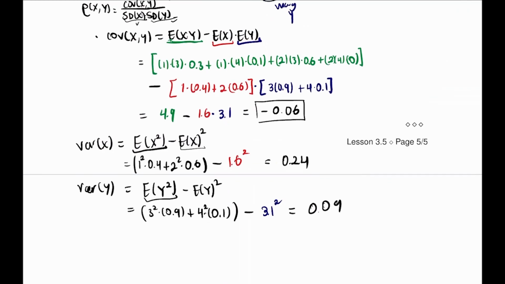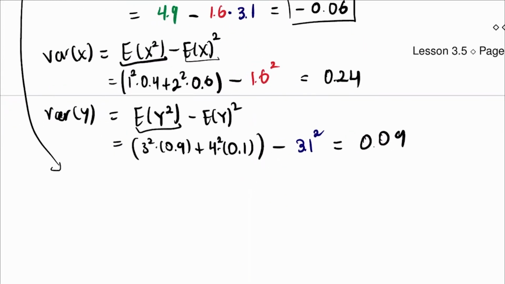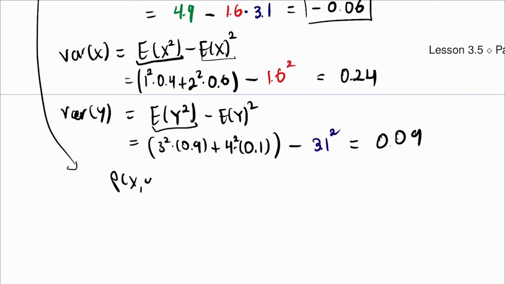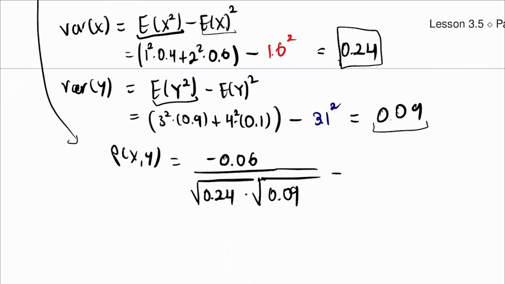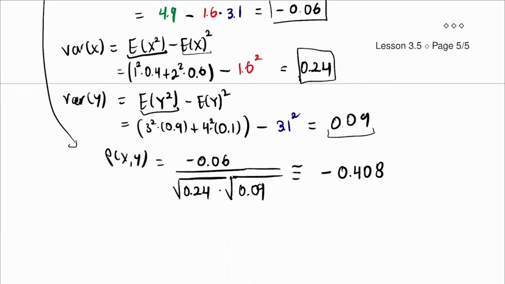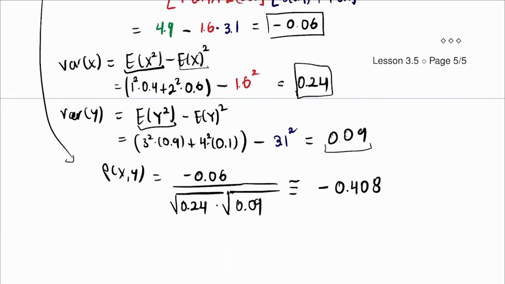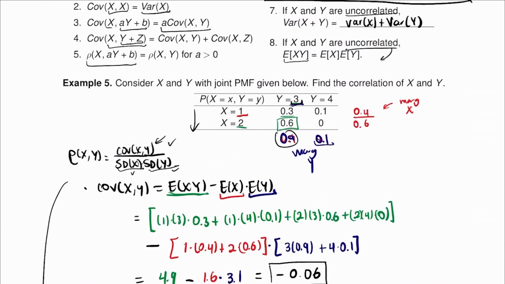And finally, the correlation between those two random variables is the covariance, that is minus 0.06, over the standard deviation of X, that is the square root of the variance 0.24, times the square root of the variance of Y, that is 0.09. And if we calculate this, it is approximately minus 0.3. So it's a negative correlation here. That means larger values of X are associated with smaller values of Y.